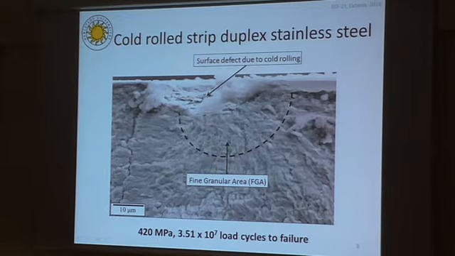For the cold rolled strip duplex stainless steel, fatigue crack initiations occurred mainly at the surface defects. These surface defects were left over by the cold rolling process and could not be removed during the polishing procedure without excessive thinning of these specimens.